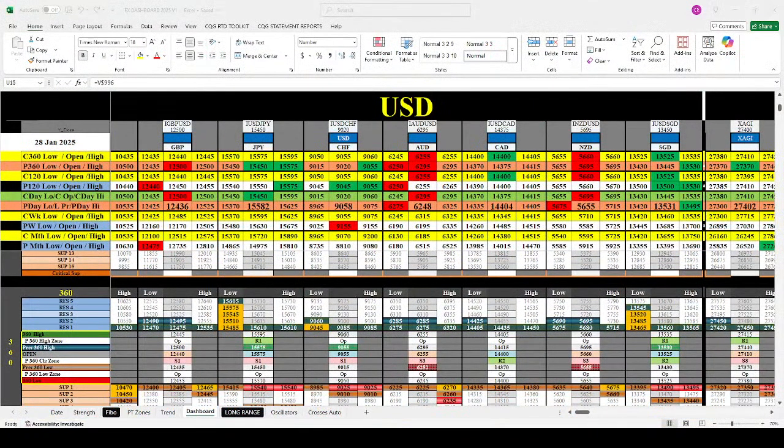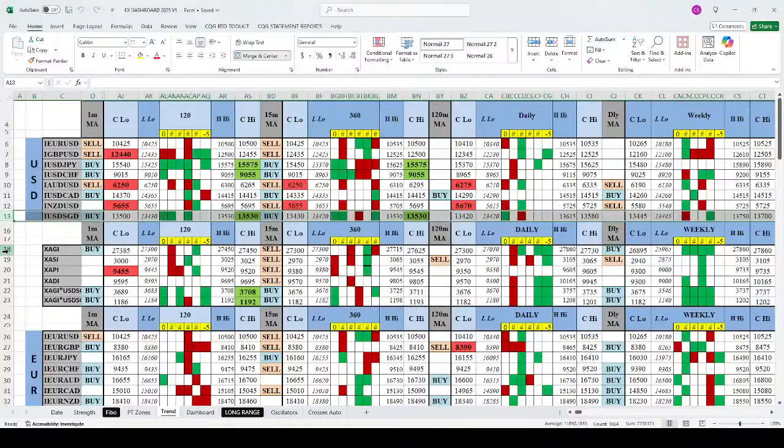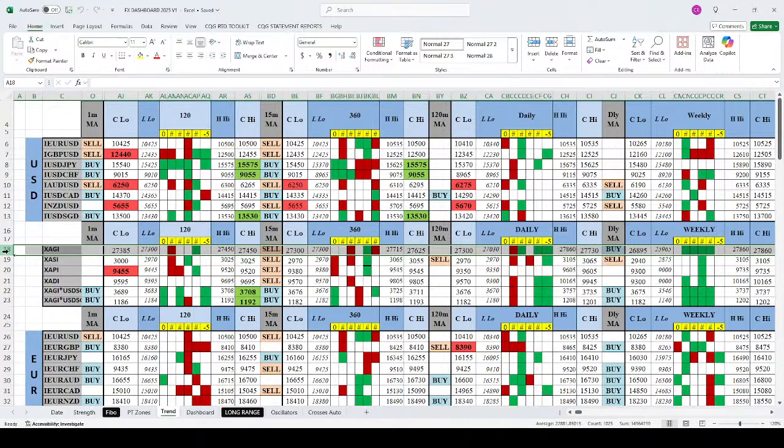Okay, next we're looking at gold. Gold is showing the correction on the hourly has already started. In fact, yesterday daily was a down close, which is also telling us that this correction is pretty strong. We are not seeing any strength on the 120, but daily there is a strong buy, which means this downside move should be limited and the market should turn up soon.